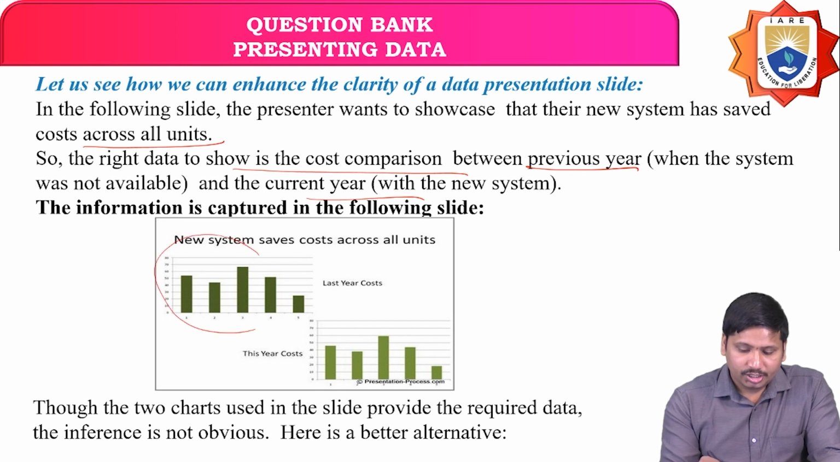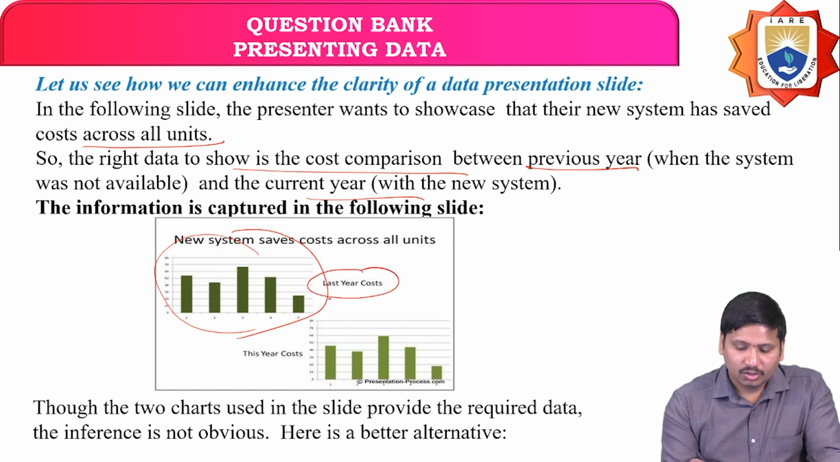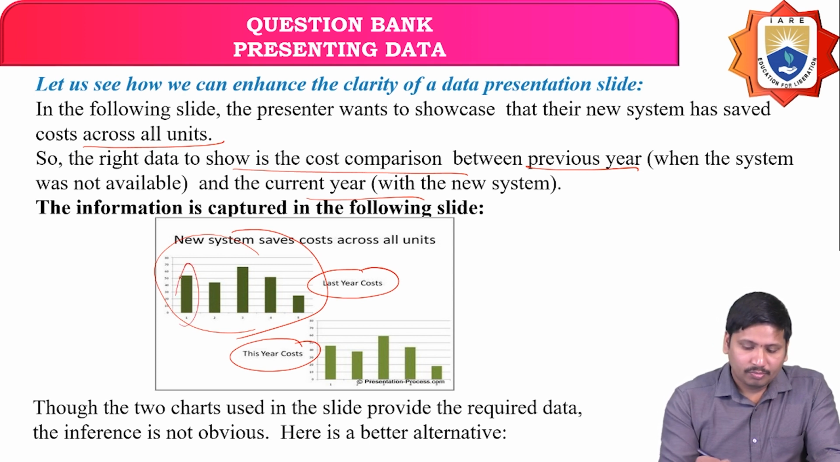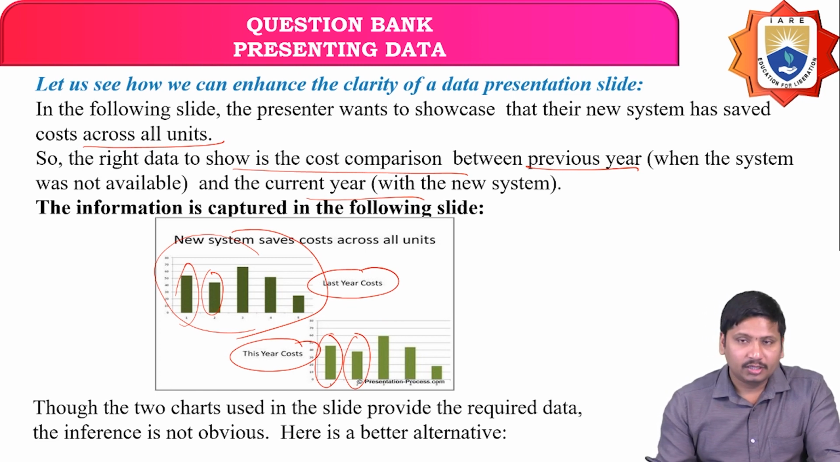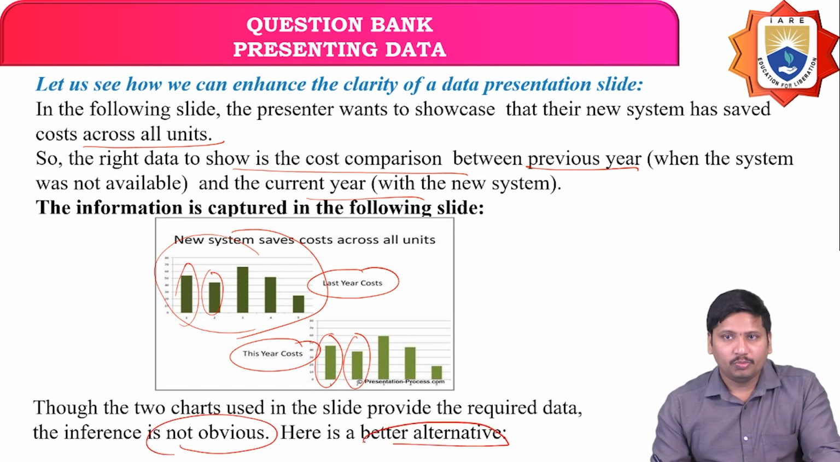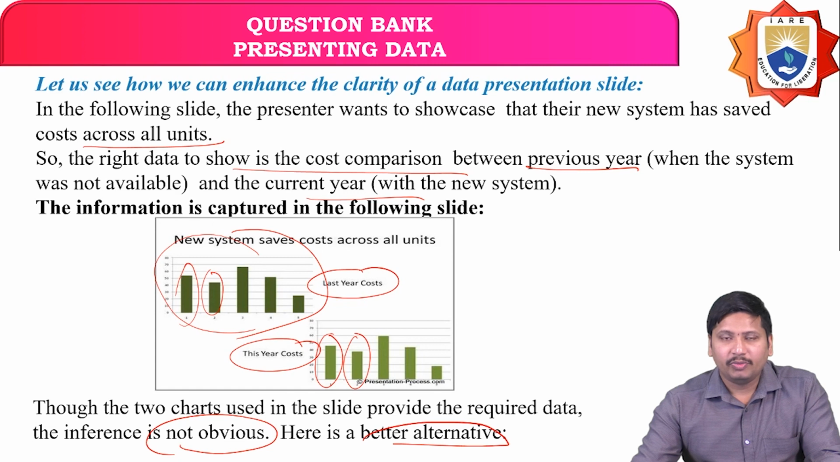Suppose these are the initial previous ones. Now how can I make the comparison between last year's cost and this year's cost? By seeing this, we can make the comparison between the previous year and the current year. So how are we going to compare? The number of sales in January, how many, and similarly how many in the other months. By seeing this graph I can understand that. Though the two slides are able to provide the required data, the inference is not that obvious. There should be a better alternative chosen, because this type of comparison makes it difficult for the audience to compare.